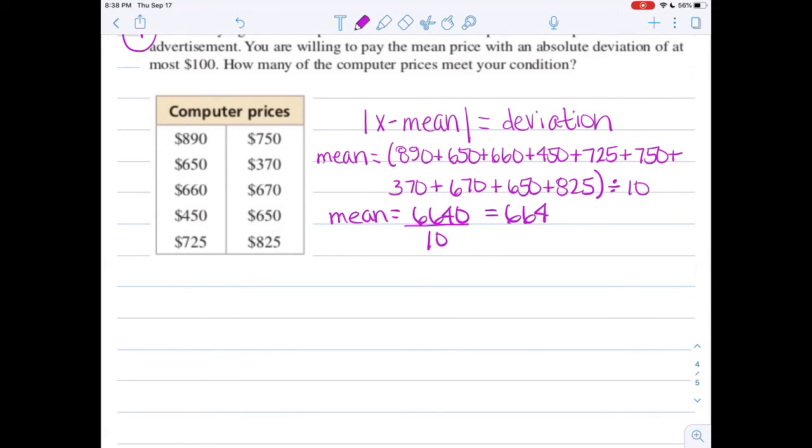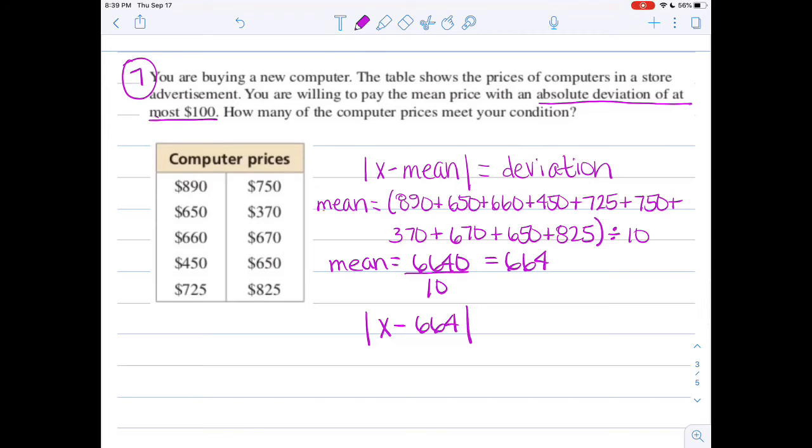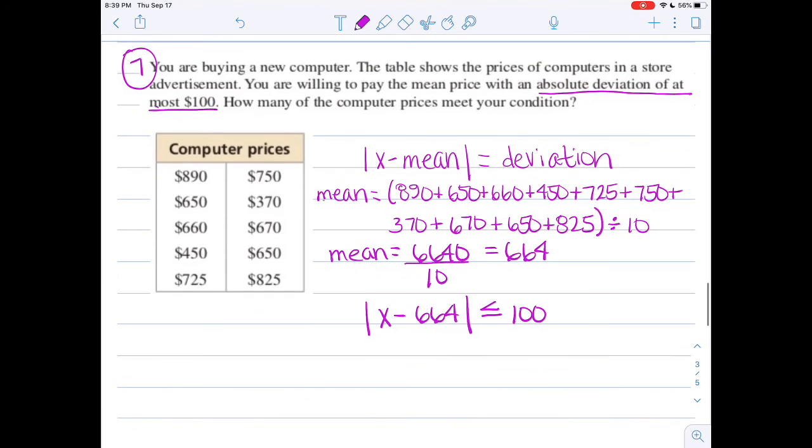All right, so we can write our equation. We can say x minus the mean, which we just calculated, 664, and we want to be at most $100, an absolute deviation of at most. So that means that we want to be $100 or less. We don't want to be more than $100. The most we want is $100. So that means that we will have a less than or equal to, because we're willing to spend not just $99, but $100 one way or another. So less than or equal to 100. That is going to be our equation.